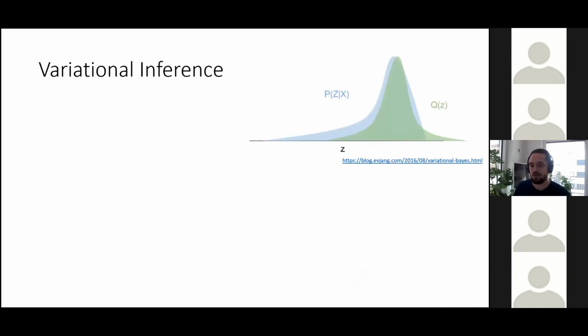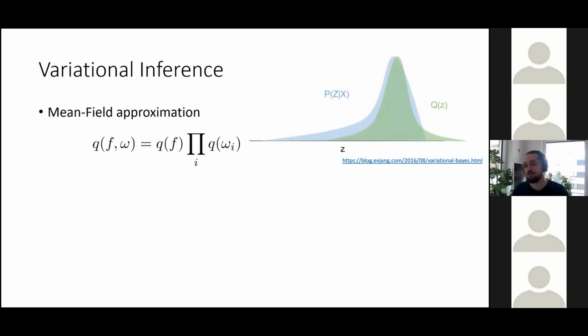Okay, so let's pick up on how we can use this. Variational inference, I don't think I need to spend too much time on this either. I guess you're all pretty familiar. We take a familiar distribution and we look for the optimal parameters which minimize the KL divergence between the true posterior and our distribution. In this case, we use the mean field approximation.